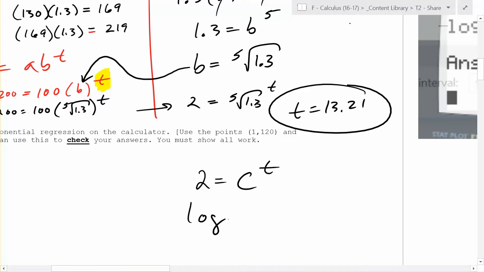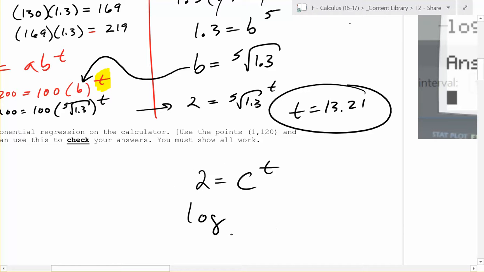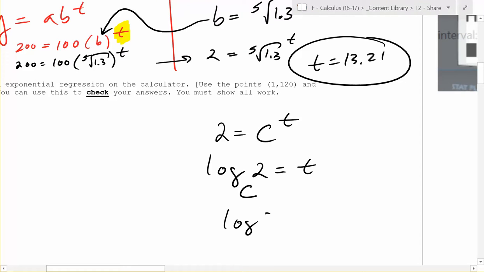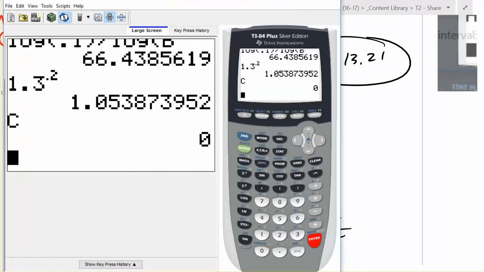So it's log base what? Take a look at this, everybody. Log base c of 2 equals t. So what do you have here? Log of 2 over what? Log of c equals t. What did I have here? I totally did that wrong.